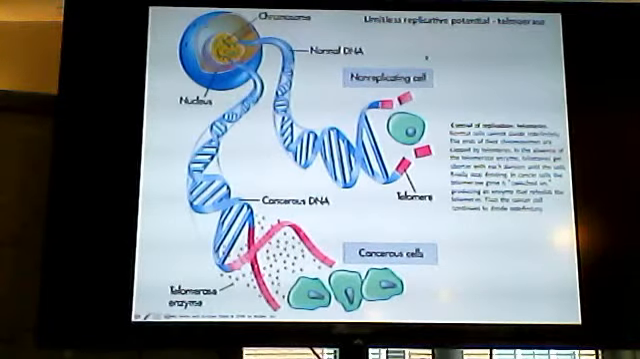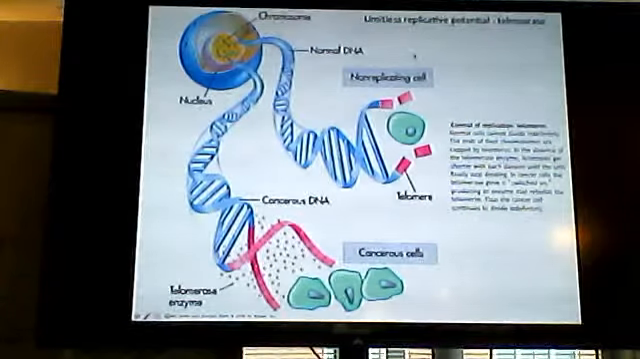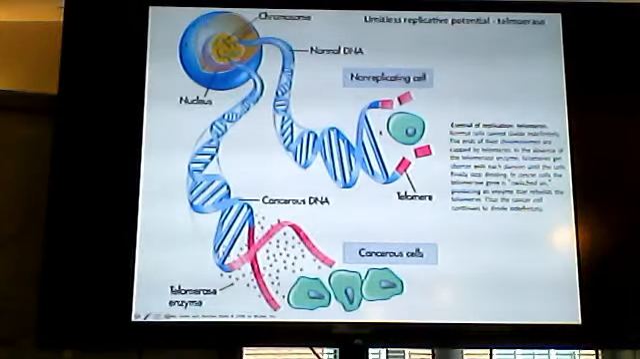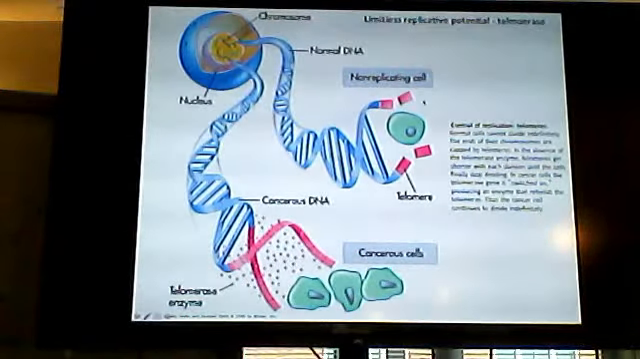You can have limitless replicative potential once you get telomerase. Remember, telomeres are the little ends of your DNA, and they shorten each time you replicate, because you can't completely replicate your DNA without cutting off a little snippet or having the ends kind of messed up a little bit. And so telomerase will build back the ends so that the cell itself can continue replicating.